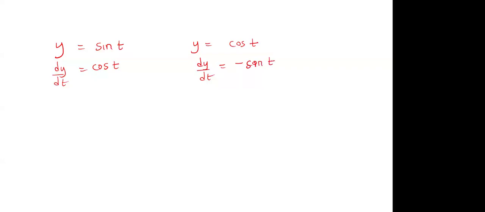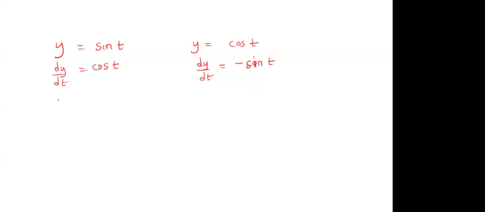Now, when we have a trigonometric function, say y is equal to sine t, whenever you differentiate sine, you get cos. So dy/dt will equal cos of t. Then when I have y is equal to cos of t, when I differentiate cos, I get a negative. So dy/dt will equal negative sine of t. Now that is the first step you need to remember whenever you are differentiating.